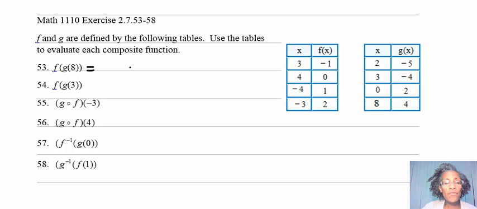So the first thing we're going to do is go over to the chart that tells us about g of x. And we see if x is 8, g is 4. So g of 8 is 4. So we're going to replace our g of 8 with 4. So this is actually the same as calculating f of 4. So we are going to go to the table that tells us about f, and when x is 4, we see that f is 0. So f of 4 equals 0.